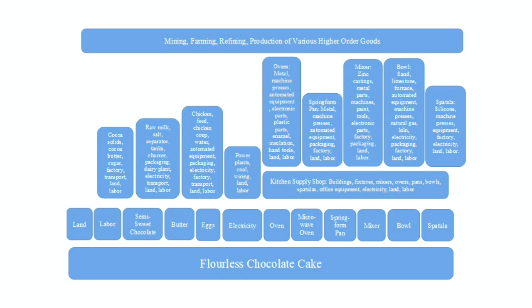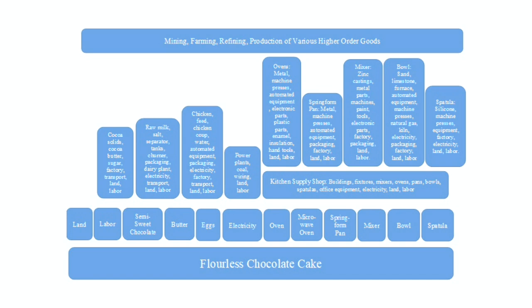But then where does the oven come from? Where does the mixer come from, the bowl, the spatula? Well, you go to the kitchen supply store. The kitchen supply shop needs to get all of these goods that they can sell, but then they also need buildings, fixtures, and all of these other appliances. They have to have the mixers and the ovens and the pans and the bowls.